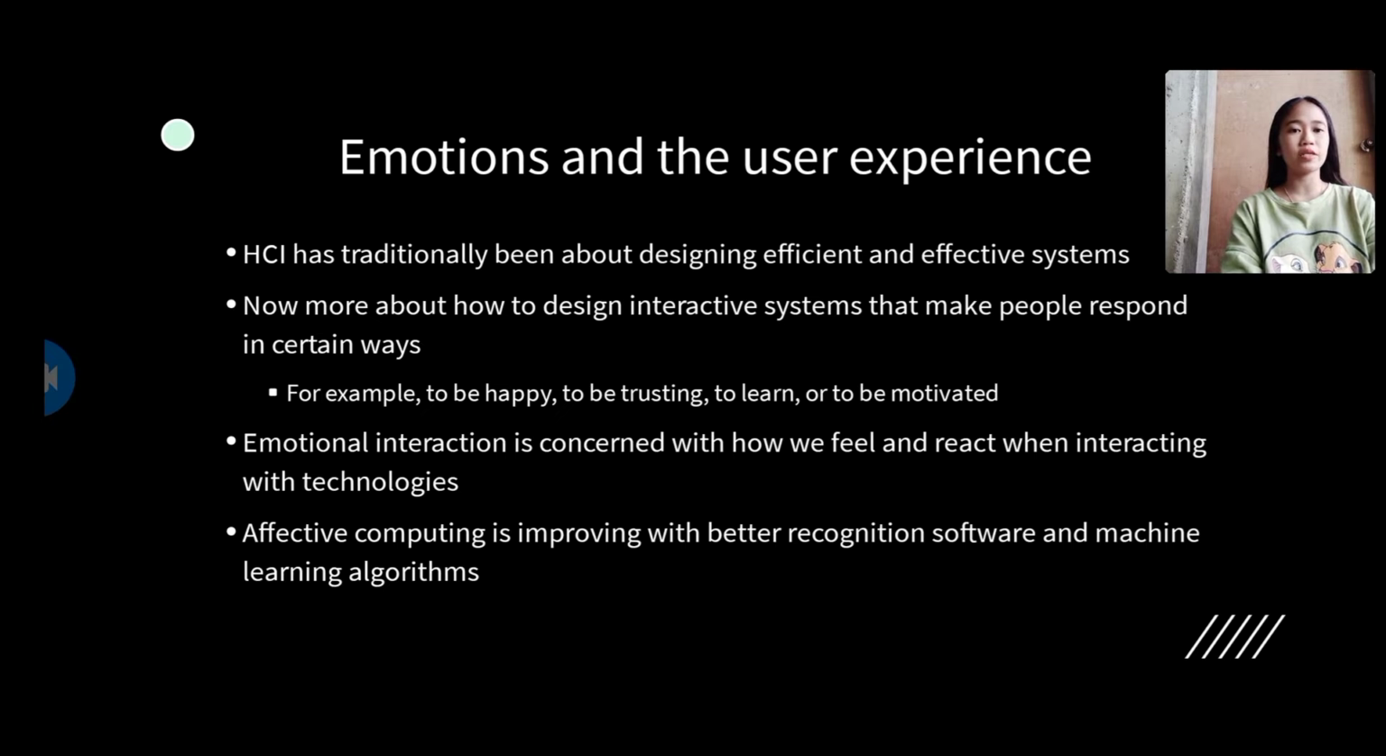Emotions and the User's Experience. HCI has traditionally been about designing efficient and effective systems. Now we want to know more about how to design interactive systems that make people respond in certain ways. For example, to be happy, to be trusting, to learn, and to be motivated. Emotional interaction is concerned with how we feel and react when interacting with technologies. Affective computing is improving with better recognition software and machine learning algorithms.